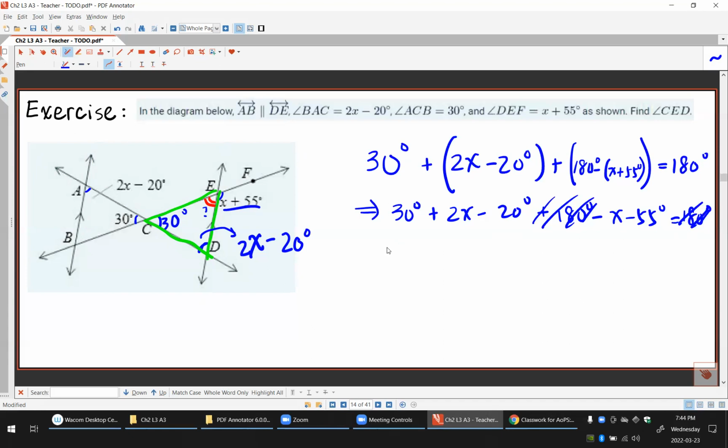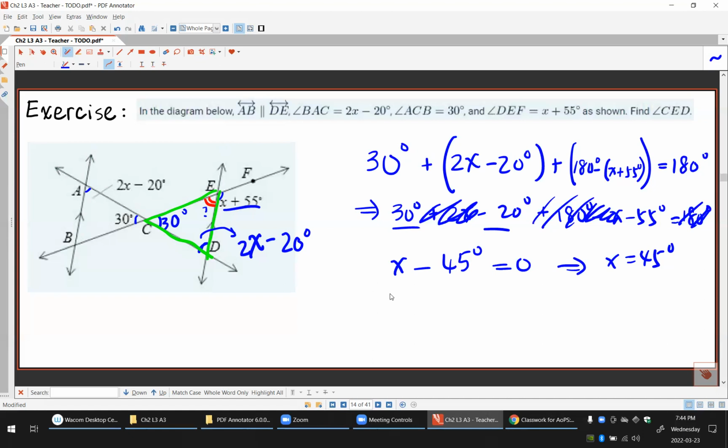And 2x minus x is x. Then 30 minus 20 is 10. Then minus 55 is minus 45 degrees. Equals 0. So that means x equals 45 degrees, right?